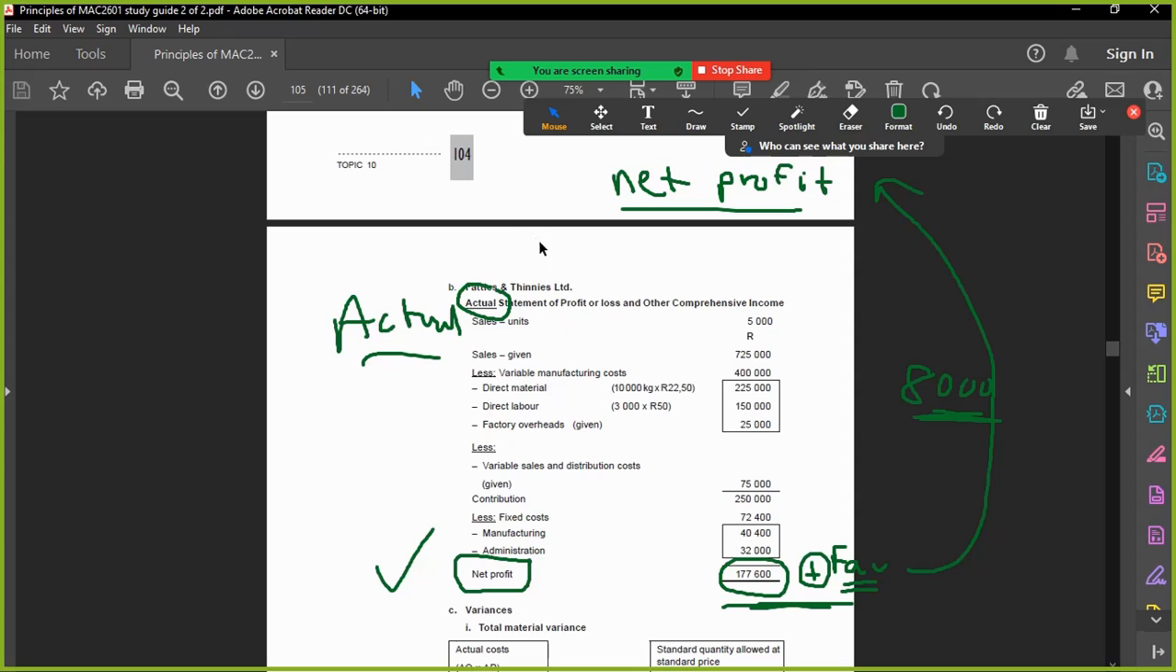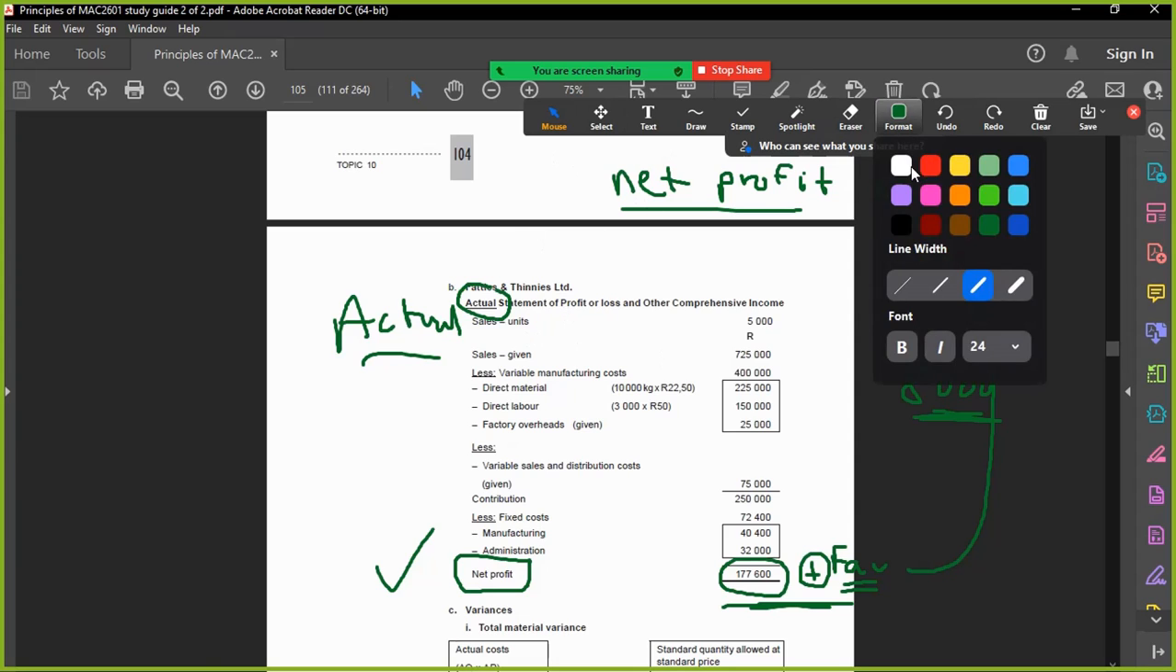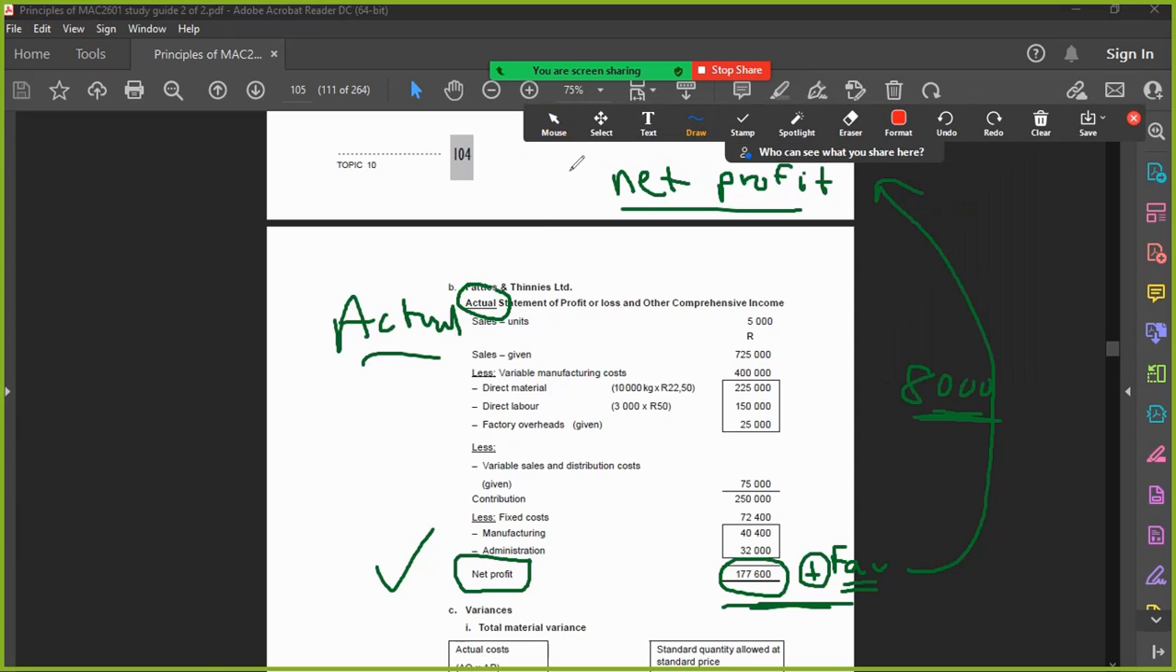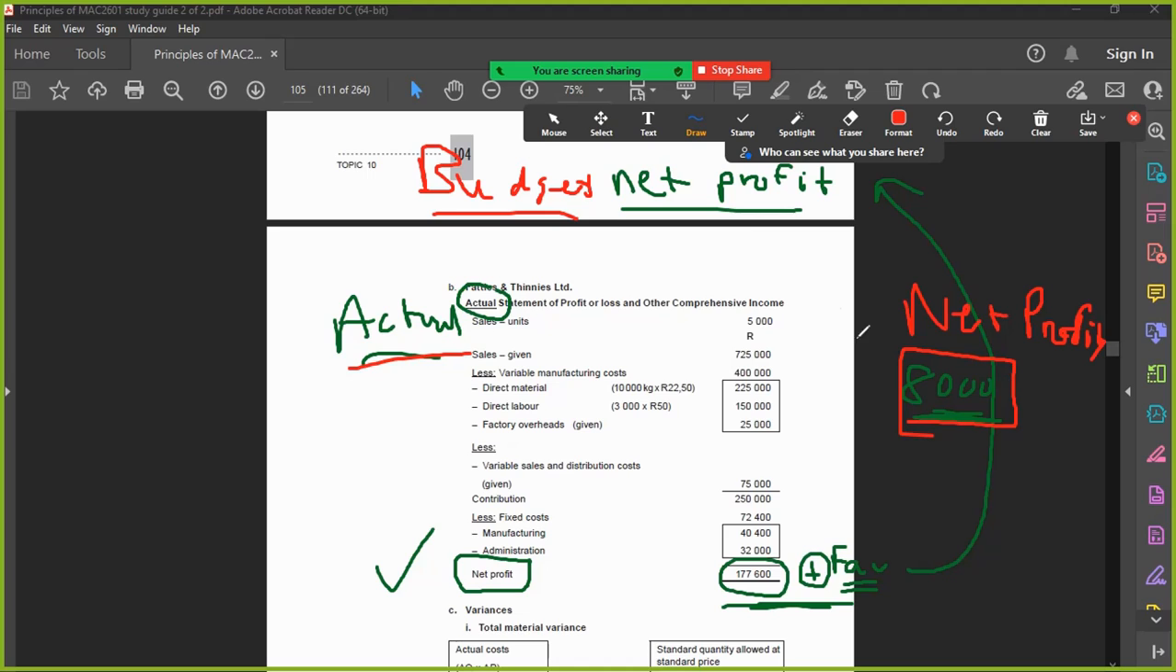I saw that earlier when we were looking at the recon. So I'm just showing you this. At the top, you had the budgets. At the bottom, you've got the actual. Remember, this is a net profit variance because the profit was 8,000 bigger than what we expected in the first place. Does that make sense? And this 8,000 needs to be explained. In other words, the reconciliation is identifying what this 8,000 is attributable to.